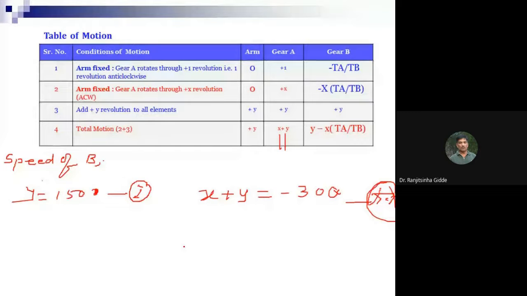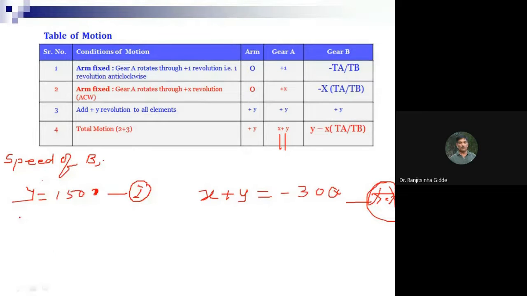This is equation 2. Now y is equal to 150 and x plus y is equal to minus 300. Why did we write minus 300? Because in the numerical itself they have mentioned that instead of gear A being fixed, it is going to rotate with 300 rpm in clockwise direction. So what sign convention did we consider here? Anti-clockwise means positive and clockwise means negative. So therefore total motion of A is equal to x plus y is equal to minus 300.